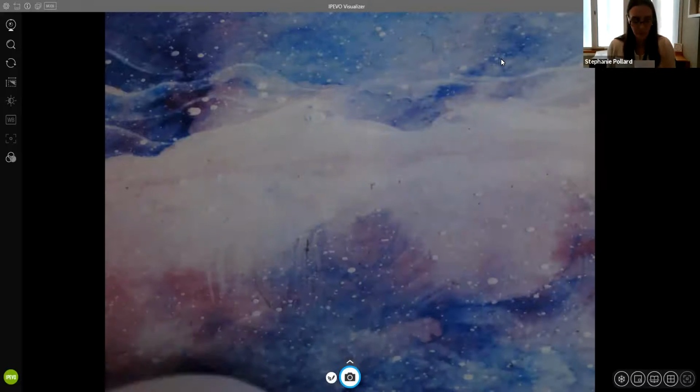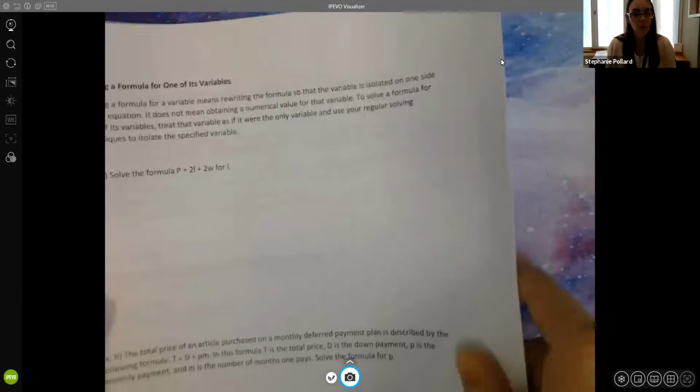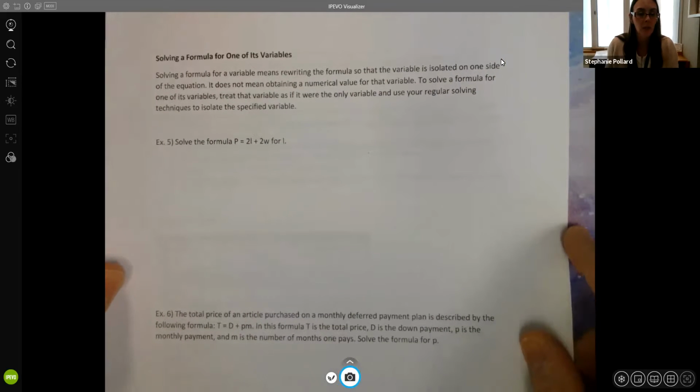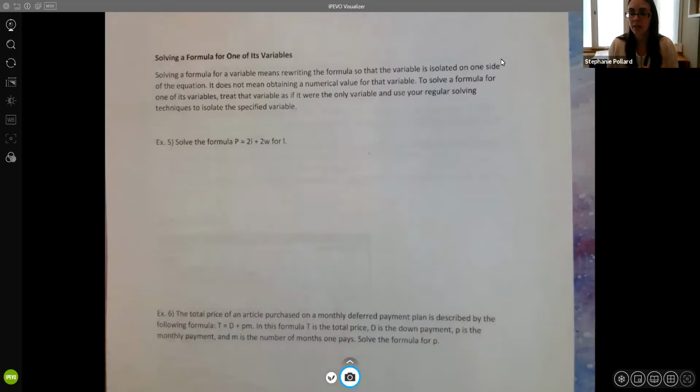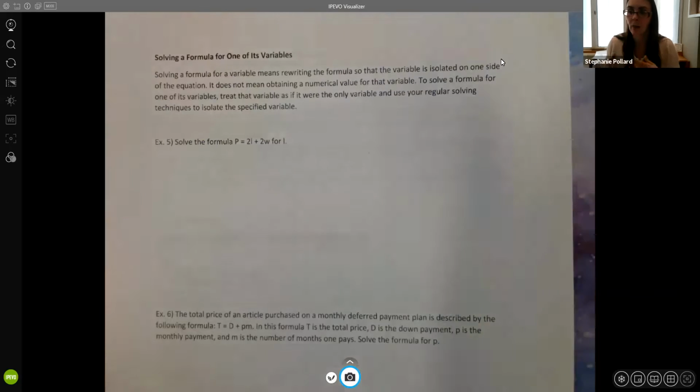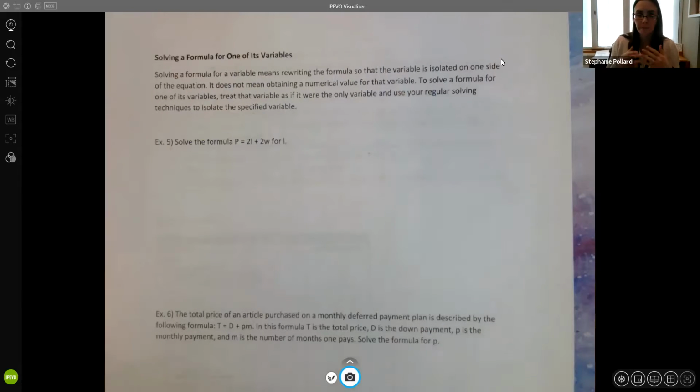So the last thing we're going to talk about in this section is how to solve a formula for one of the variables. A lot of times our formulas have more than one variable, and sometimes we want to rearrange things to get a specific variable by itself. This can be helpful if we're going to be evaluating for a lot of different numbers, so that we don't have to keep solving over and over again.